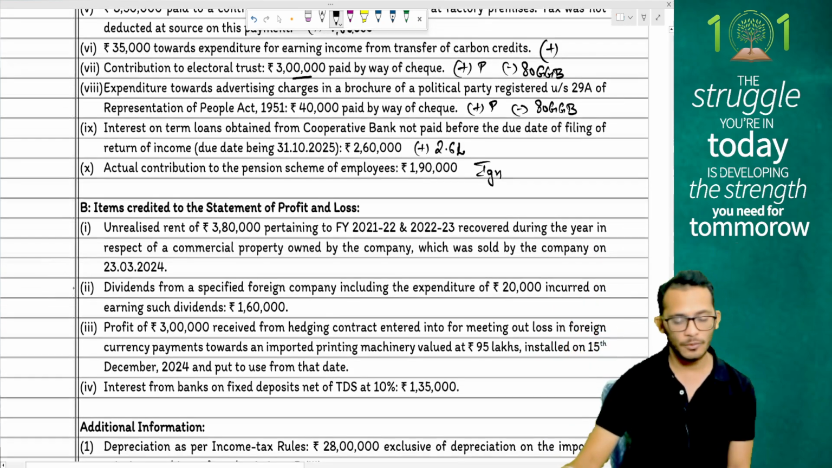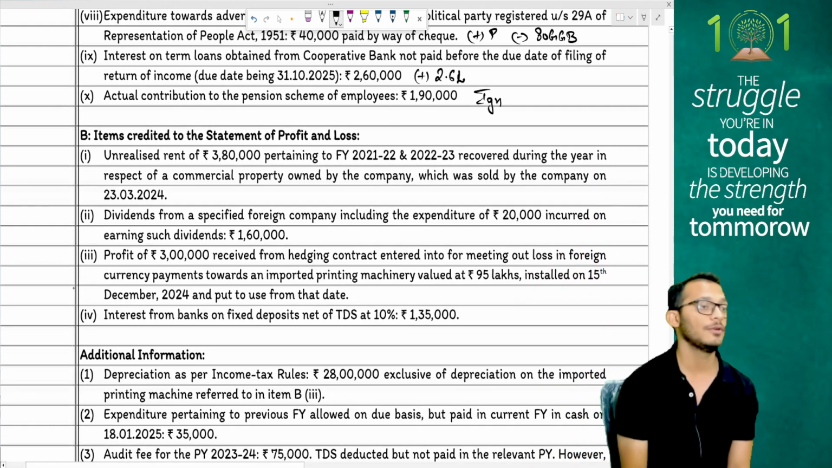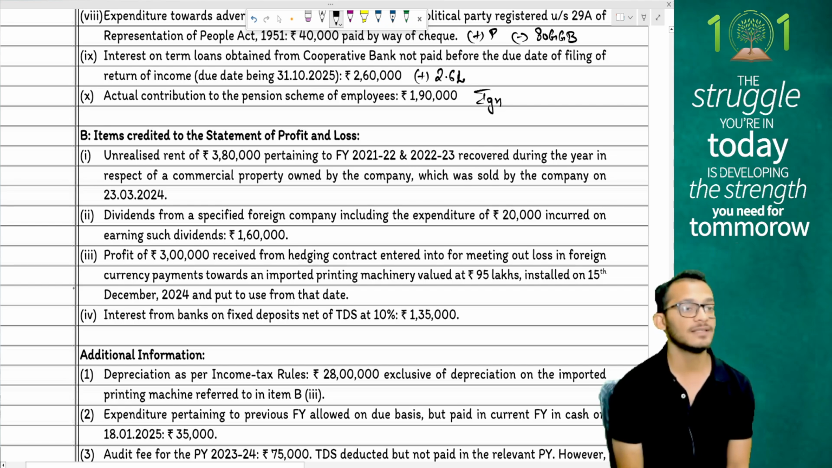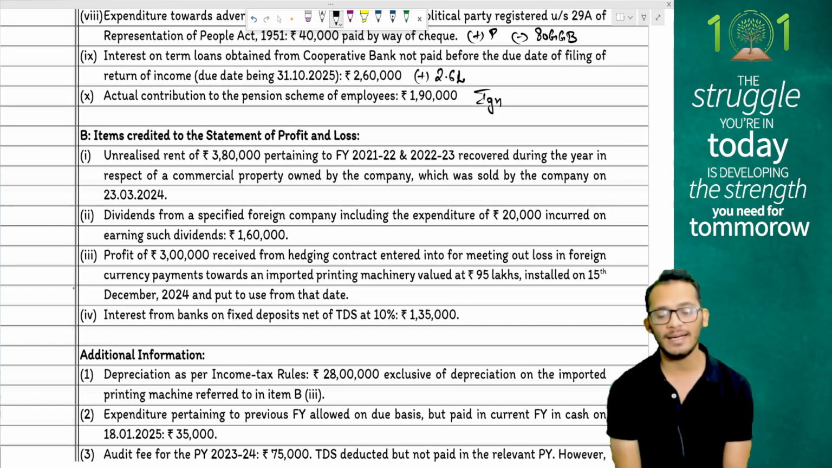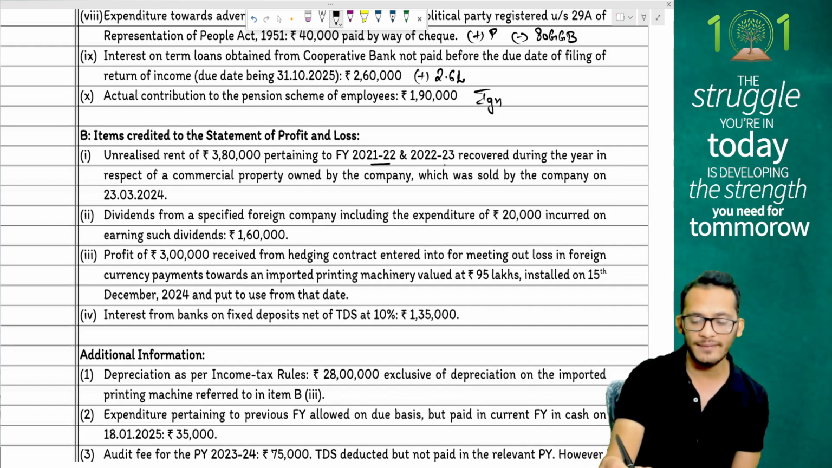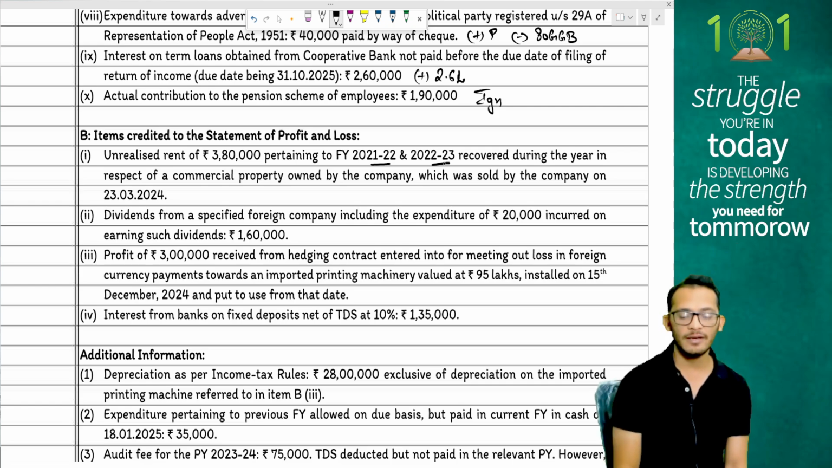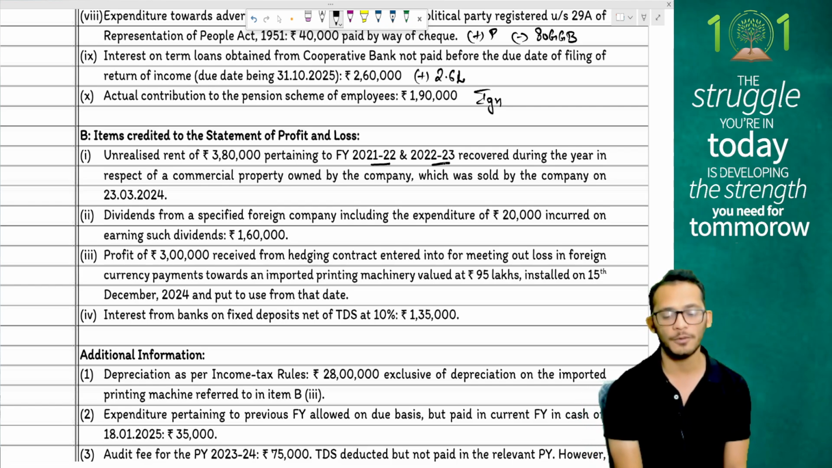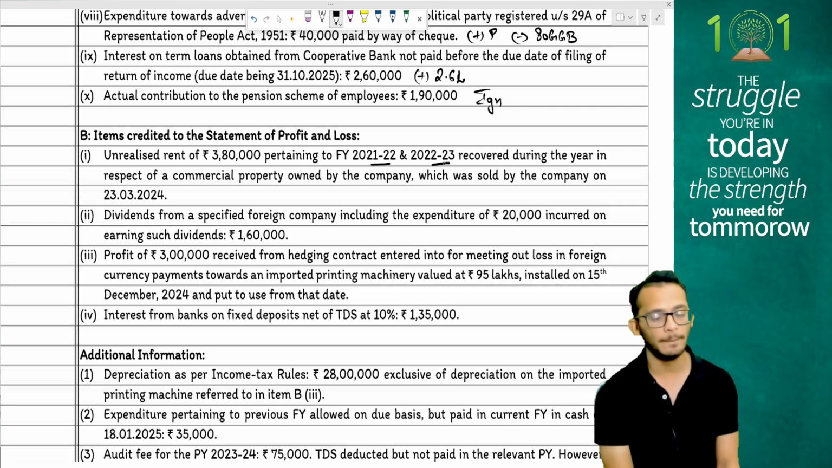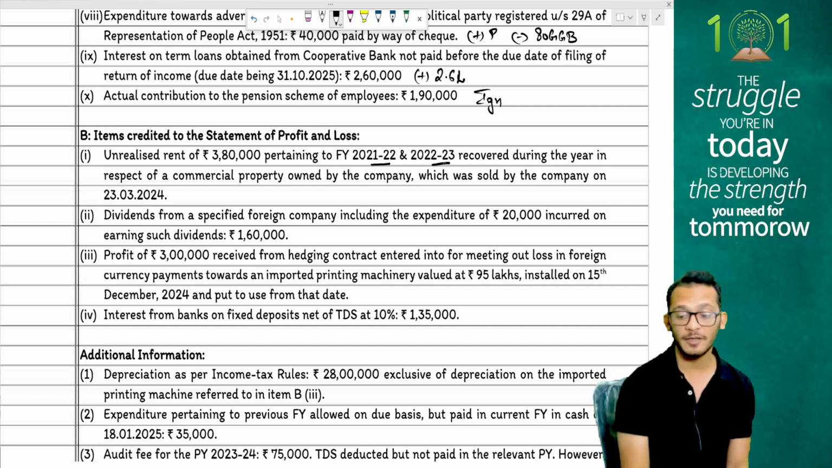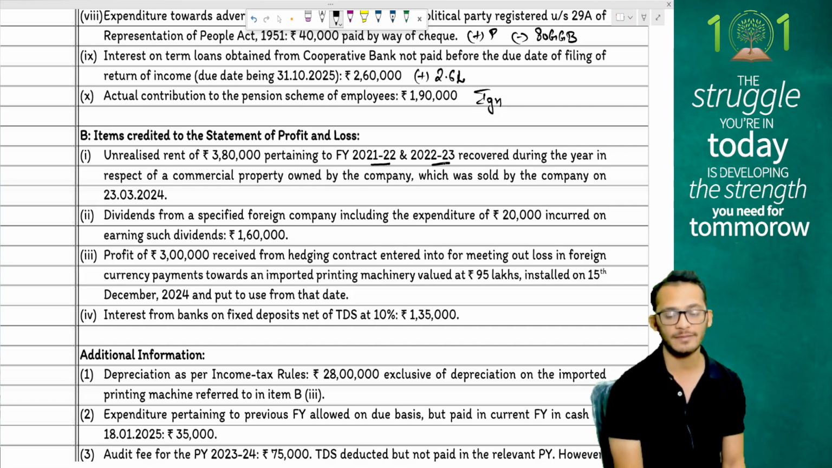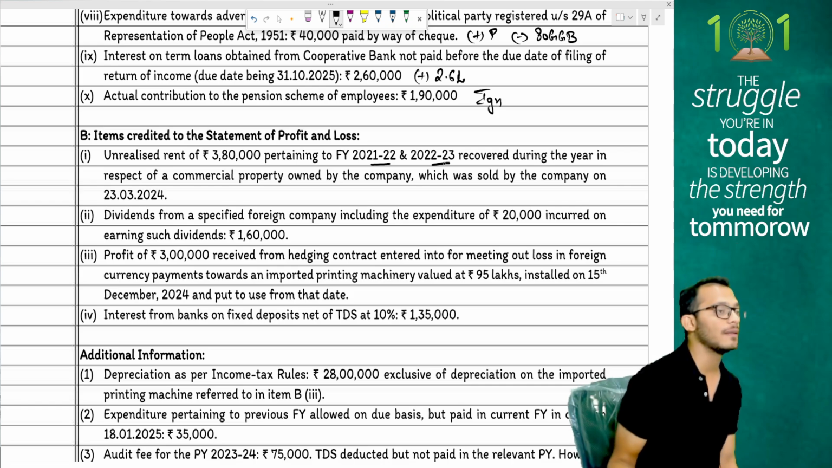Correct. Move on forward, people. I am in the credit side now. You will tell me either to minus or ignore. It says unrealized rent of 3,80,000 pertaining to 21-22 and 22-23 is recovered during the year in respect of a commercial property which is owned by the company, which was sold by the company on 23rd March 2024. Read once again. There is an unrealized rent pertaining to previous years recovered during the year in respect of a commercial property which was sold in the current year.